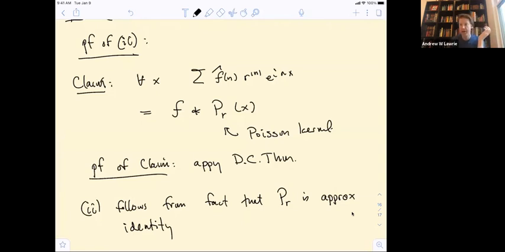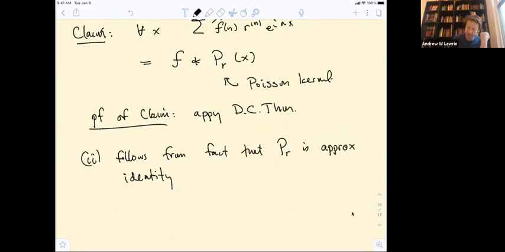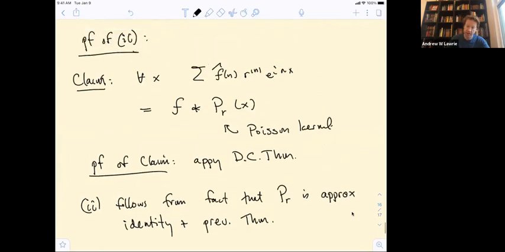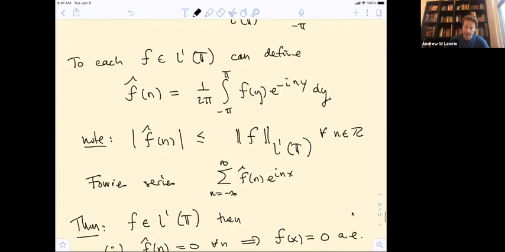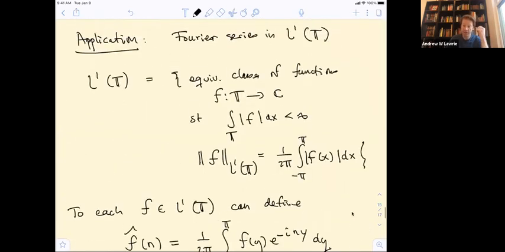So you get convergence on the Lebesgue set, and then almost every x is in the Lebesgue set for an L1 function. Approximate identity, and previous theorem. Okay, so that's the application of this last bit of what we did about approximate identities in L1. Now a nice application is we can make sense of the Fourier series of an L1 function on the torus.